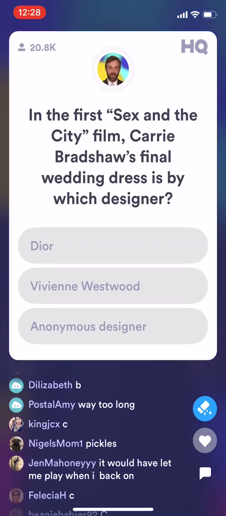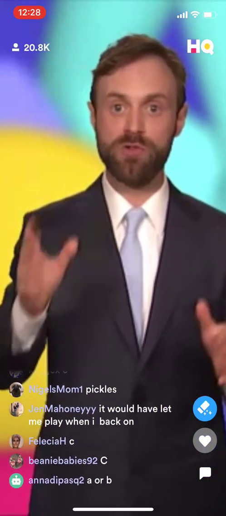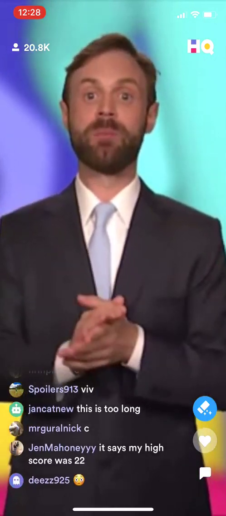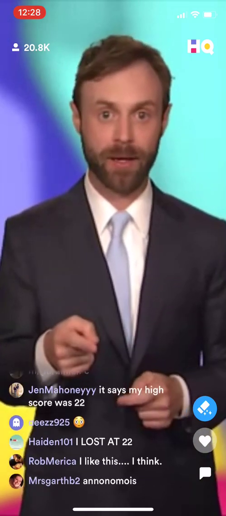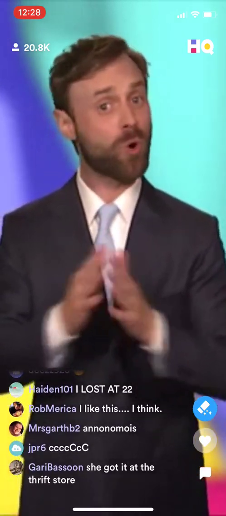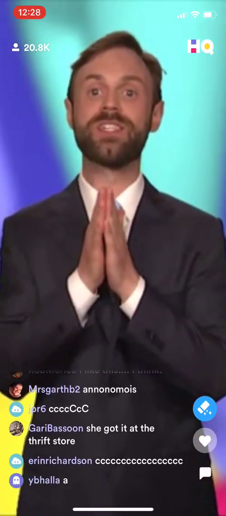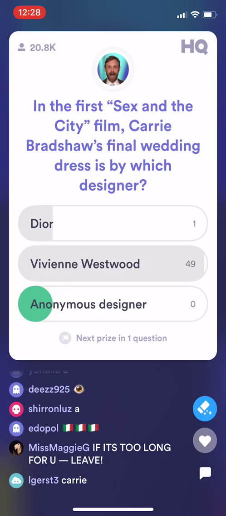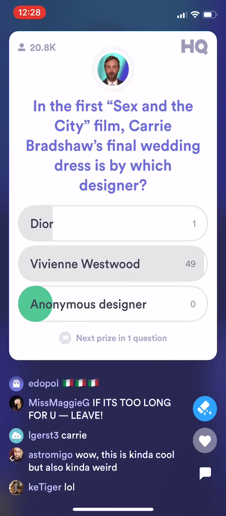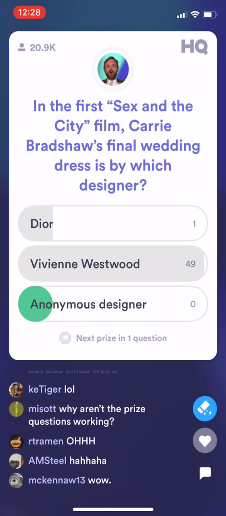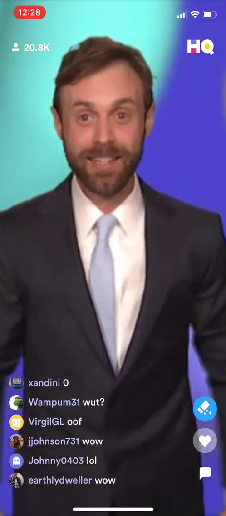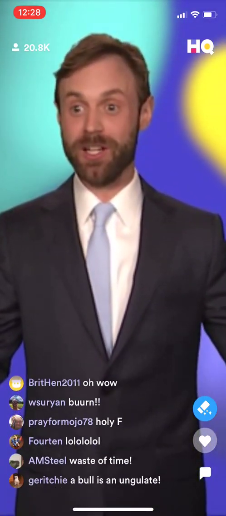Okay, yeah. Vivienne gifted Carrie the big poofy number for her initial New York City library wedding to Big, but that wedding didn't end up happening. When they finally tied the knot in a simple courthouse ceremony, Carrie went with the simple vintage dress, designer unknown, anonymous designer. Wow! Nobody got it! Guys, congratulations.